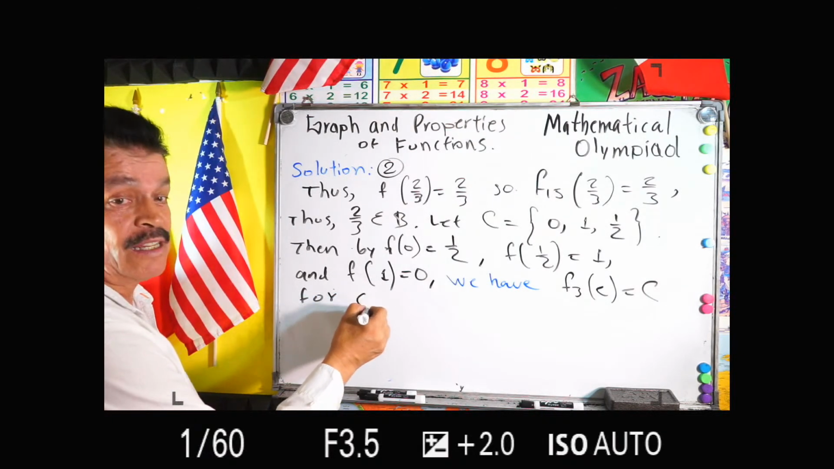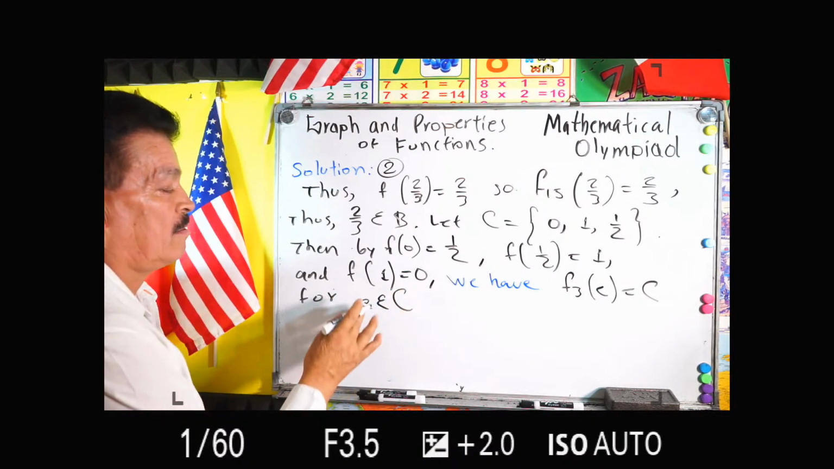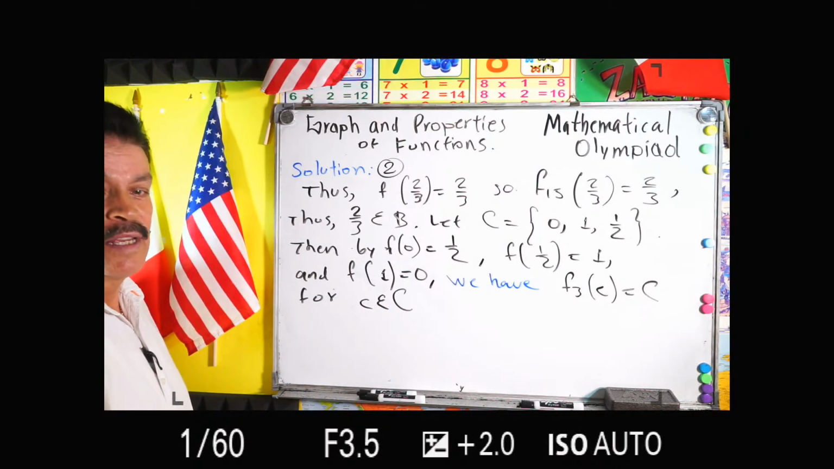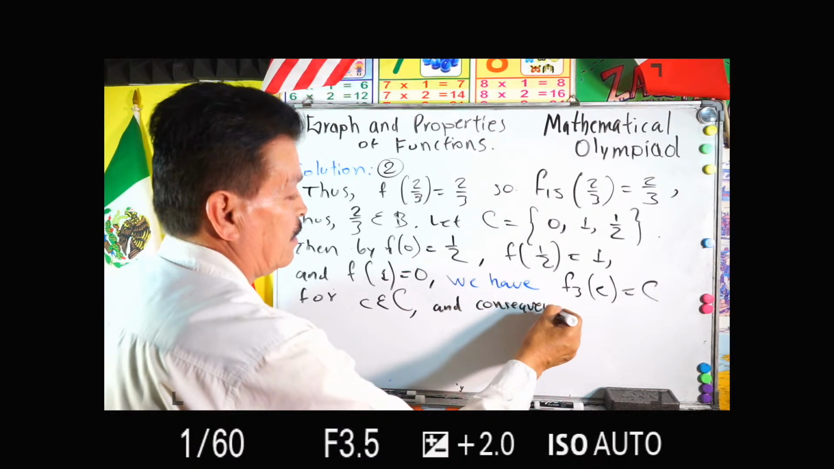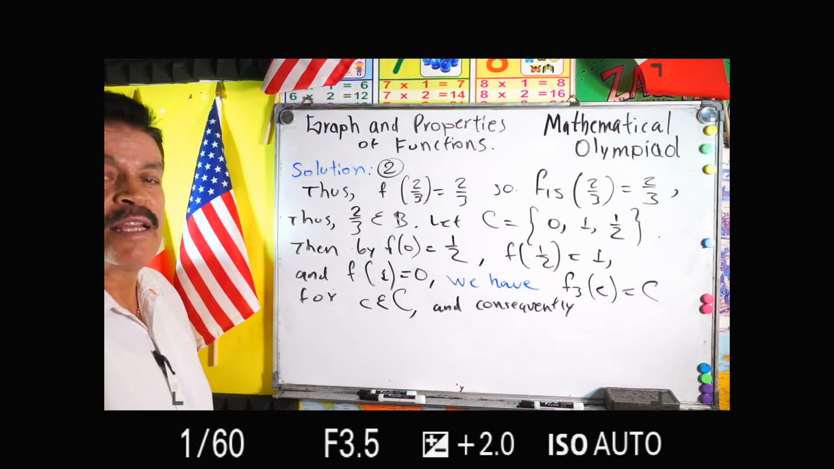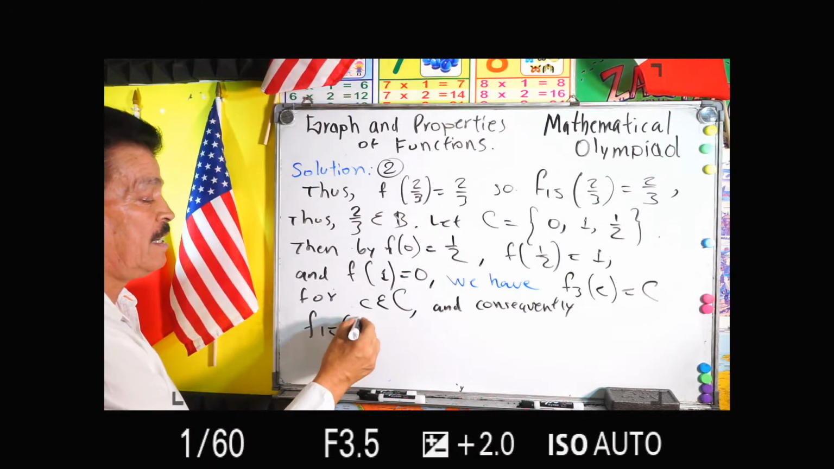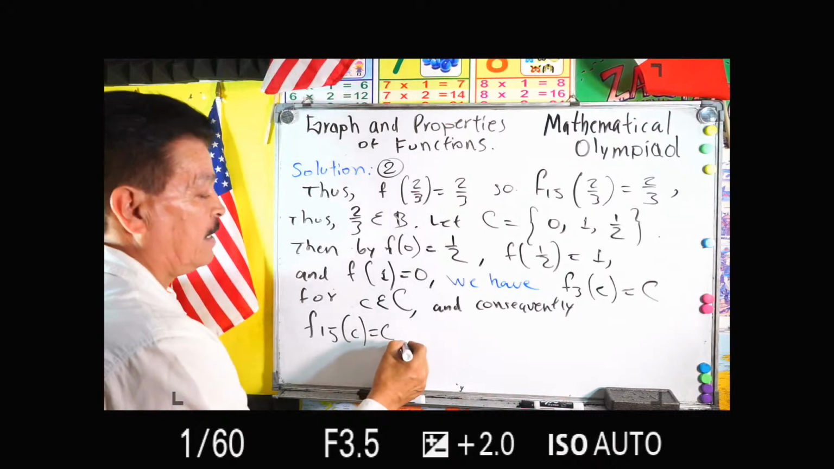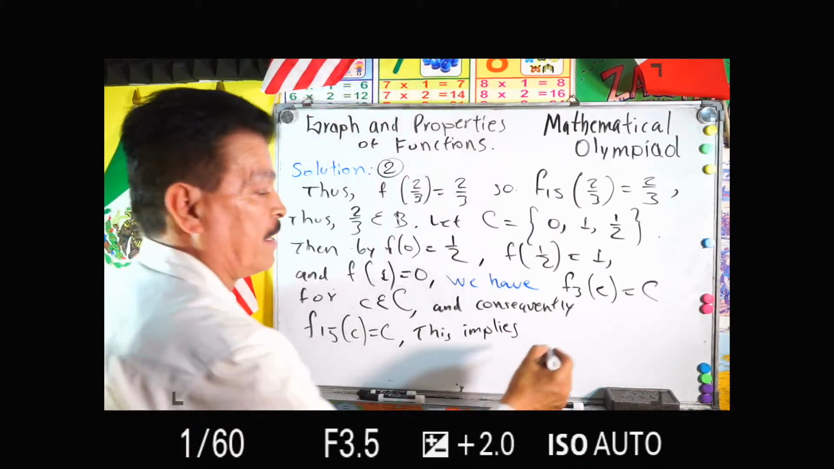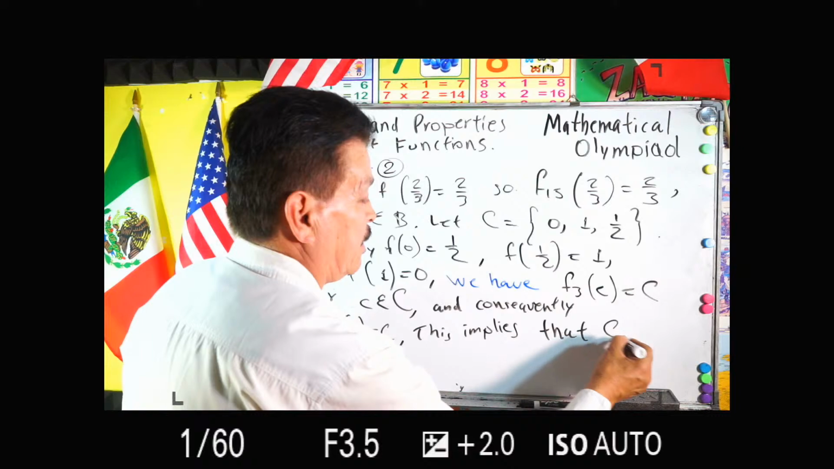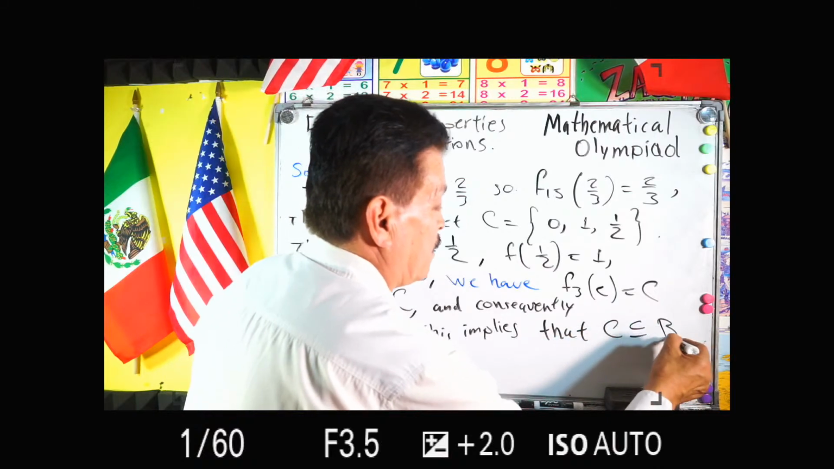This is for C, lowercase c belonging to C, capital letter. All right, and then consequently F15 of C equals C. This implies that C is a subgroup of B. All right.